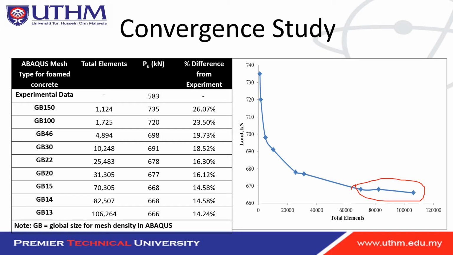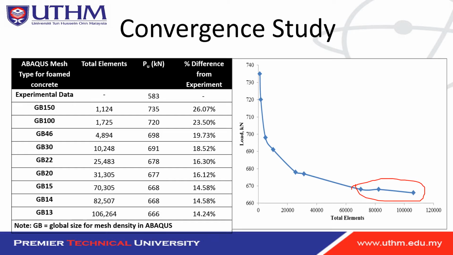We start with about 1000. For a very big scale panel, you start from 1000. If it is a very small panel, you can start from 100 or 200, it is up to you. From 1000, every time we increase by doubling it: 1000 to 2000, 2000 to 4000, 4000 to about 10,000, then 10,000 to 20,000, and you continue increasing like that. You record the ultimate load and then you plot the graph.